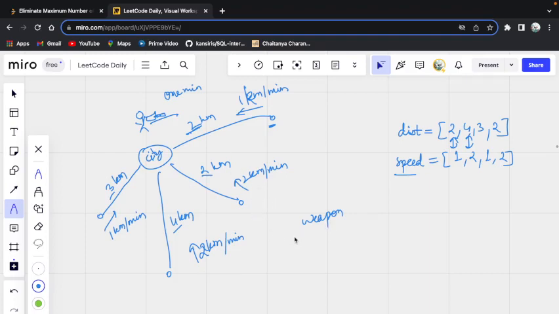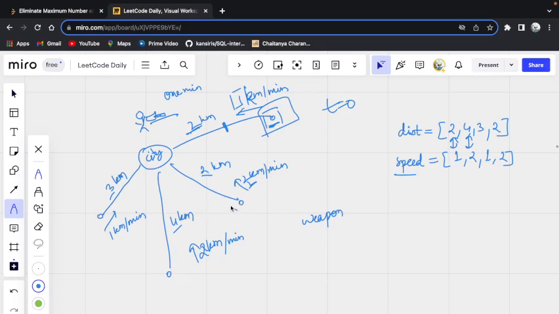The problem with that is, let's say initially he is here, so you kill this monster. See, this monster is only traveling at 1 kilometer per minute and this monster is traveling at 2 kilometers per minute. At t equal to 0 this is the situation, and at t equal to 1 this monster will be here but this monster will be at your city. So if you decide to kill this monster first, then what will happen? This monster will come and destroy the city.